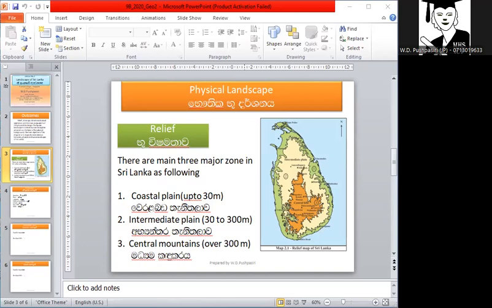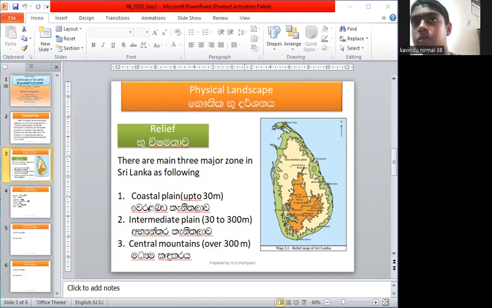Relief means there are some features which have been created due to the long term of geo activities, right? So this is the result of geo activities of the long term. Like we have a lot of relief features here. What are those relief features? Central mountains. Yeah. So according to that, we have divided into three parts.